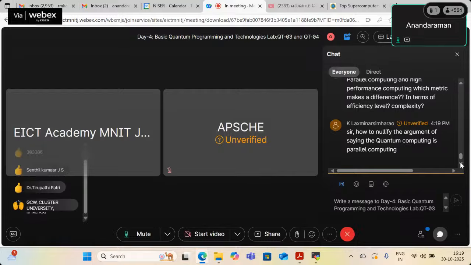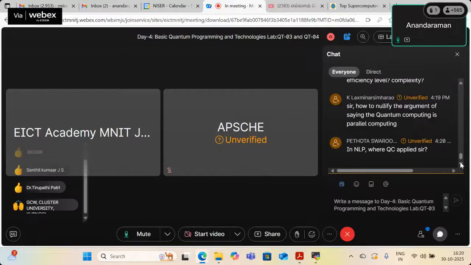Actually, by nature it has more parallelism, because for example a qubit can be both in 0 and 1 at a time. And with entanglement across multiple qubits, you can do many tasks simultaneously. That is the inherent parallelism in quantum computing. Parallelism is what? I am doing one work now, simultaneously I am doing another work. So with a qubit, if it is in 0, you do this one; if it is 1, you do that one.